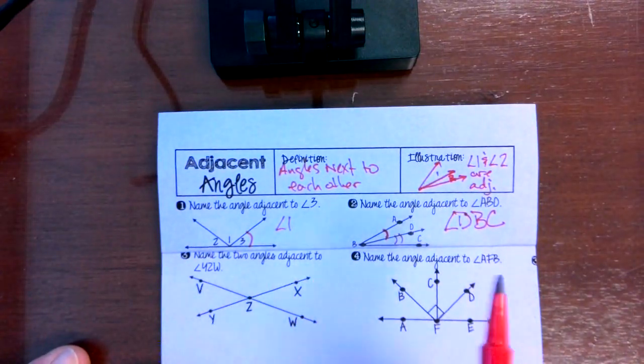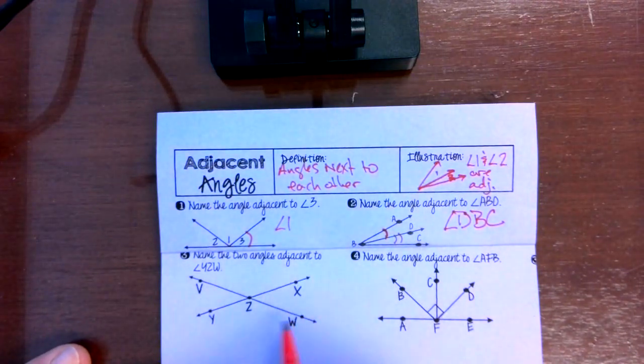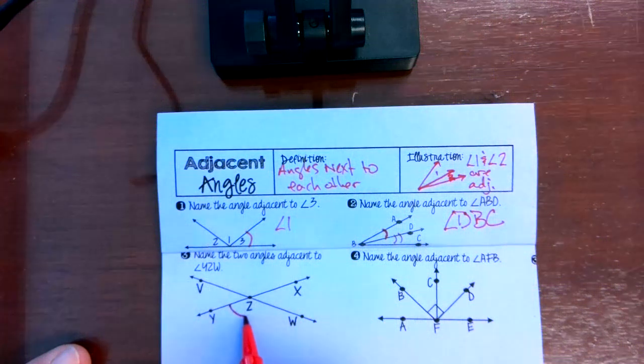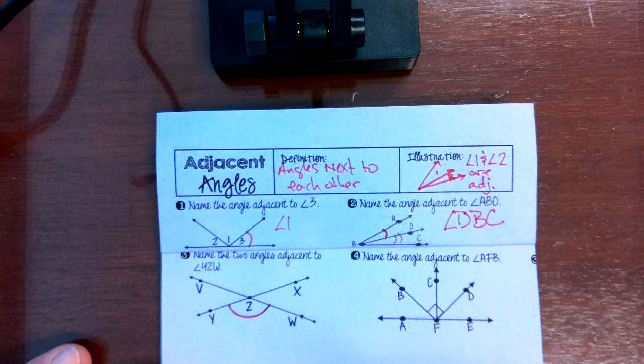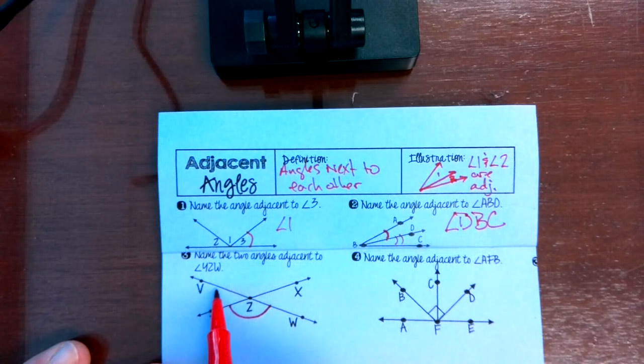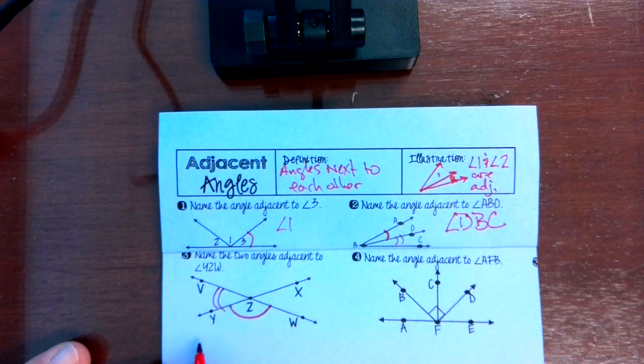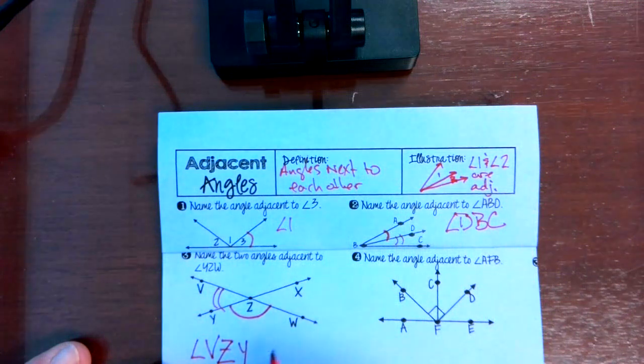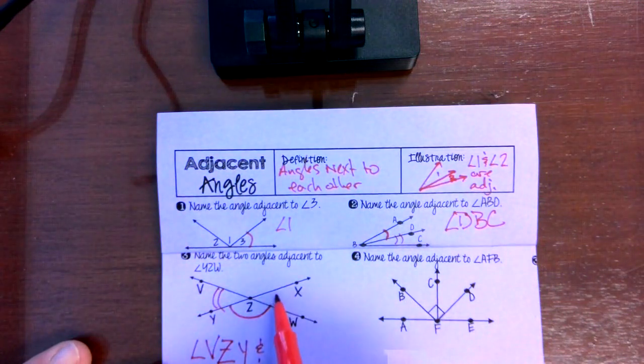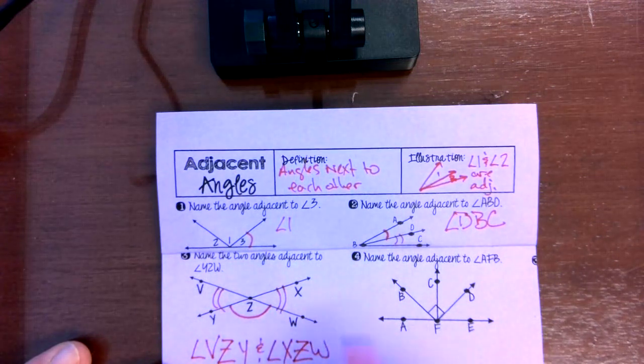Name two angles adjacent to angle YZW. So YZW is right here. When I want angles right next to it, I could pick this one. That's angle VZY. And I could pick the one over here next to it, which would be angle XZW.